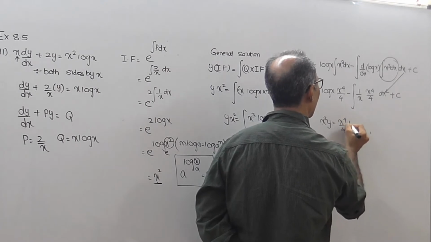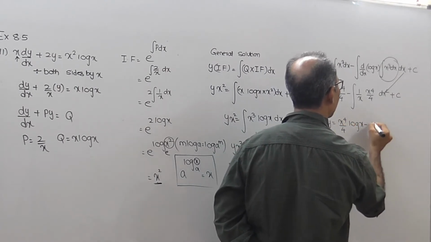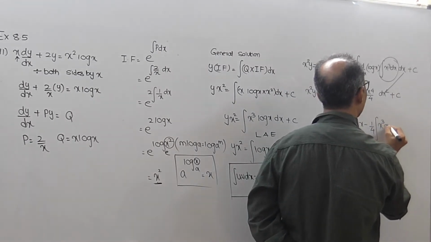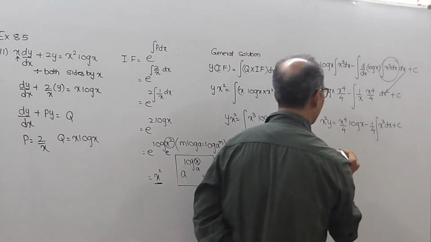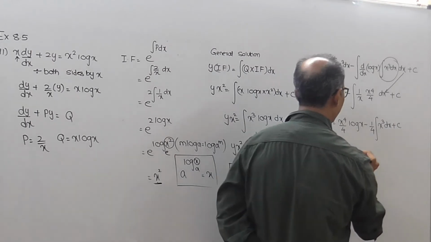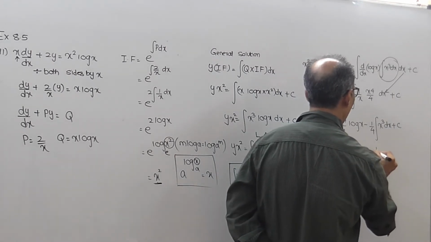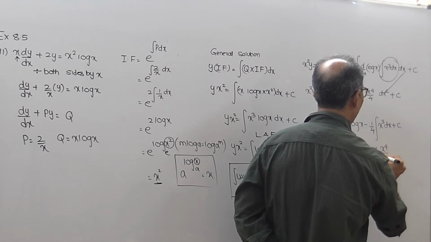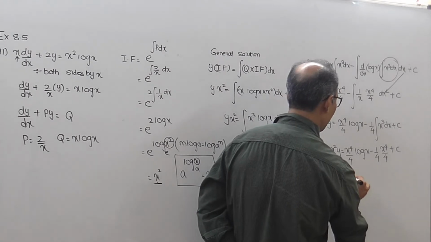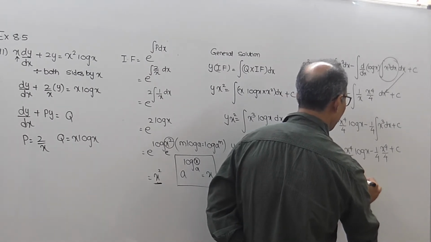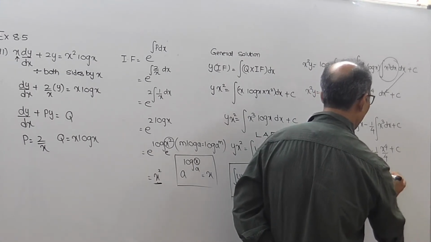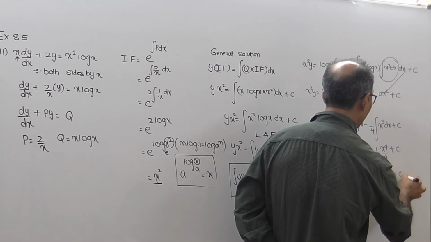So we get x square y equal to x raised to 4 upon 4 log x minus 1 upon 4 integration x cube dx plus c. So this will be x square y equal to x raised to 4 upon 4 log x minus 1 upon 4 times x raised to 4 upon 4 plus c. So this becomes x square y equal to x raised to 4 upon 4 log of x minus x raised to 4 upon 16 plus c.